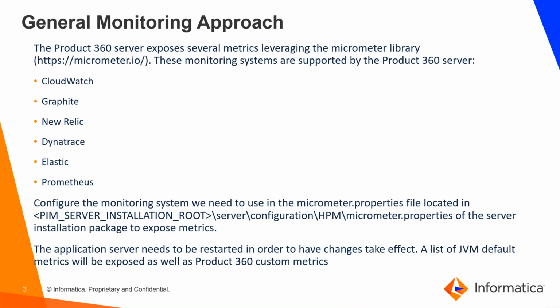To configure the monitoring system in P360, we have to use the micrometer.properties file located in the server configuration HPM folder of the server installation package. The application server needs to be restarted in order to have changes take effect.